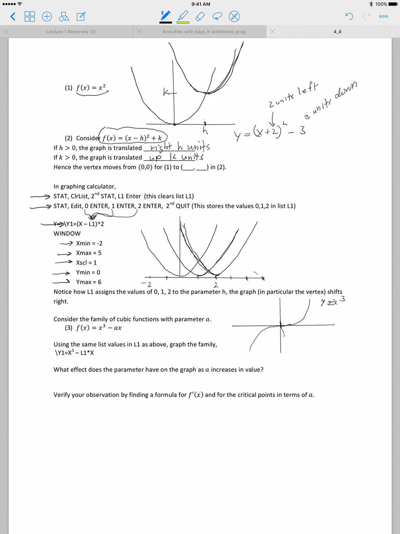Okay, so let's consider a family of cubic functions. So I'm going to use a parameter a, and we see in the equation for 3 how we're using the parameter a.